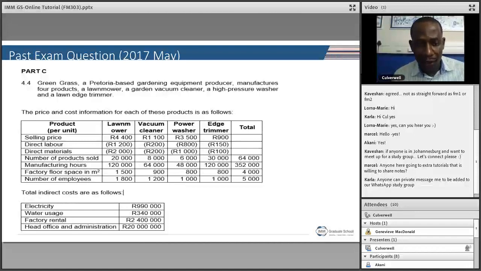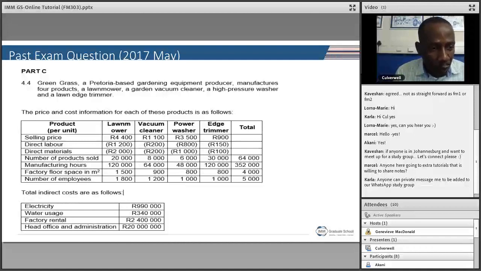I would do exactly the same for vacuum cleaner. How many employees? 1,200 employees multiplied by the 68 rand per employee will give me 81,600. And these are costs, of course, so they're in brackets. So we've done the first two.